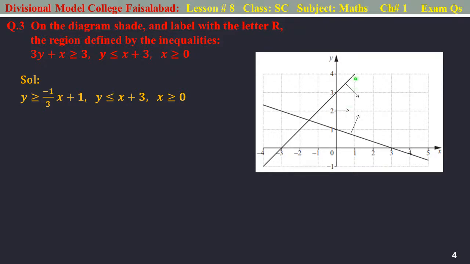So we will shade this region starting from this. This is the corner where these two lines meet on the right side, and this is the corner where these two lines meet on this side. So we will shade this whole region like this, and we will place the letter R here.